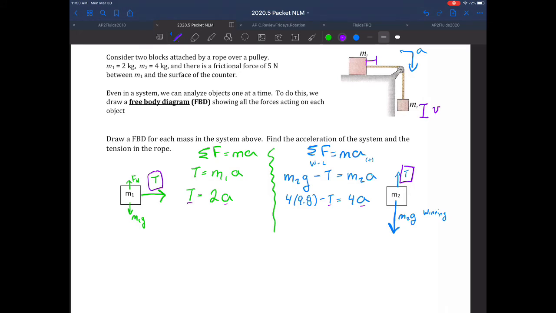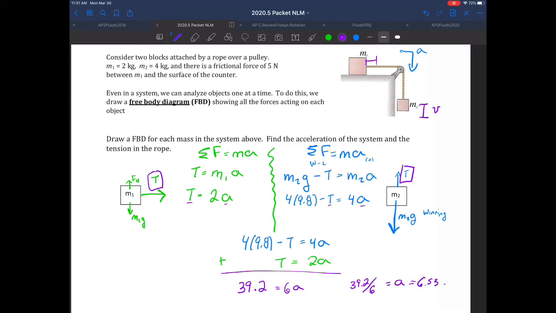So let's go ahead and combine these two equations. You may use a technique called substitution, or you may use a technique called, I guess, linear combination or something like that. So you can add these two expressions together. It's going to look just the same as substitution. So here we have 4 times 9.8 minus T, and T will cancel. 4A plus 2A is 6A. So you'll have 39.2 over 6, which is our A.